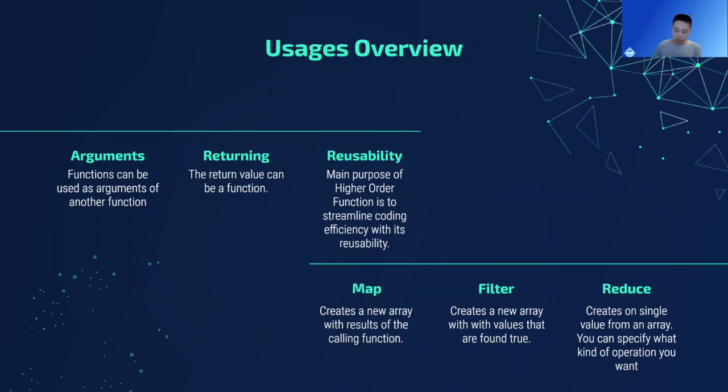Down here with map, filter, and reduce, these are just three functions that come with JavaScript that we could use. Map creates a new array with the results of calling a function. Filter creates a new array with the values that are found true. And reduce creates a single value from an array. You can specify what kind of operation you want. Before having higher order functions, these three functions would require a lot of coding to do the same thing, so it makes it much easier.